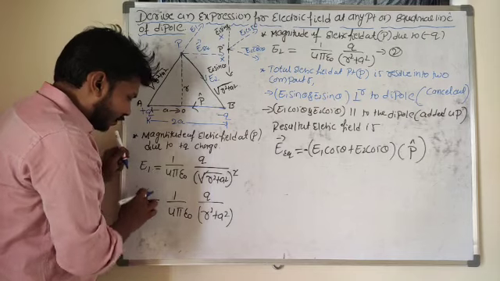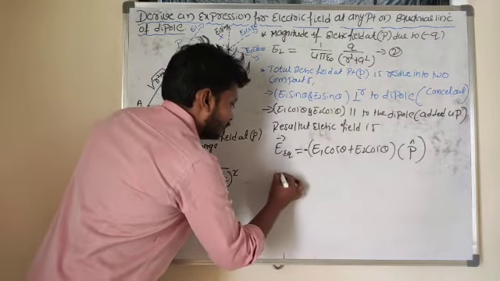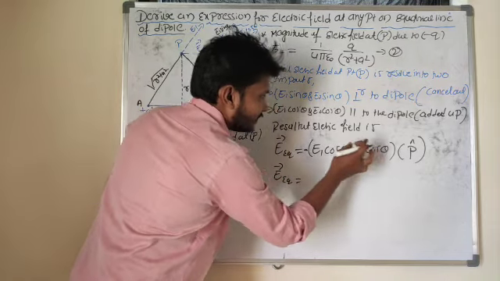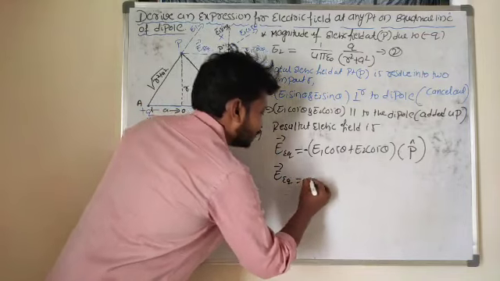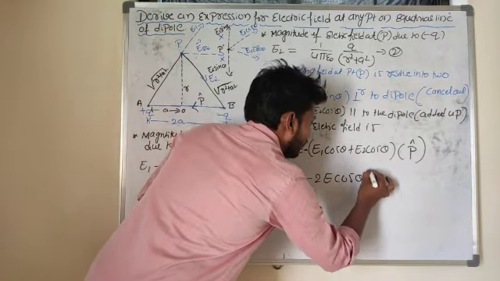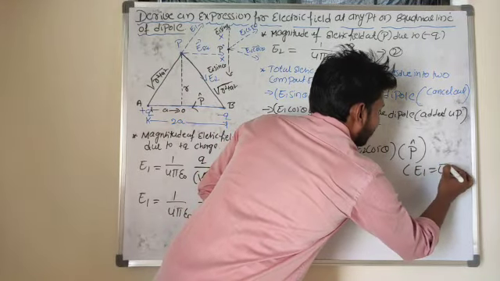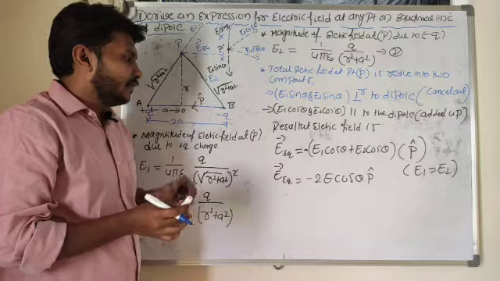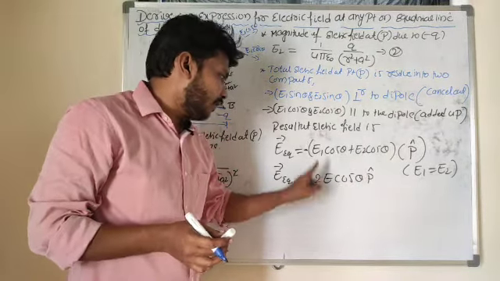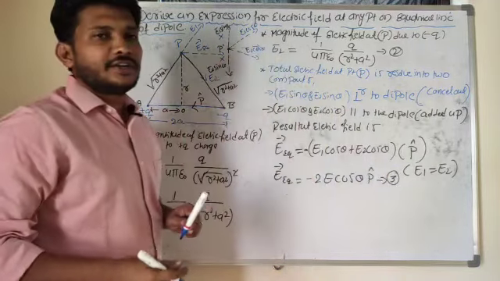Here E1 magnitude and E2 magnitude are the same. So I will rearrange this equation: E cos theta plus E cos theta, so 2E cos theta into P cap. Why? Because E1 is equal to E2, so E cos theta plus E cos theta is 2 times E cos theta. Now I will treat this as equation 3.